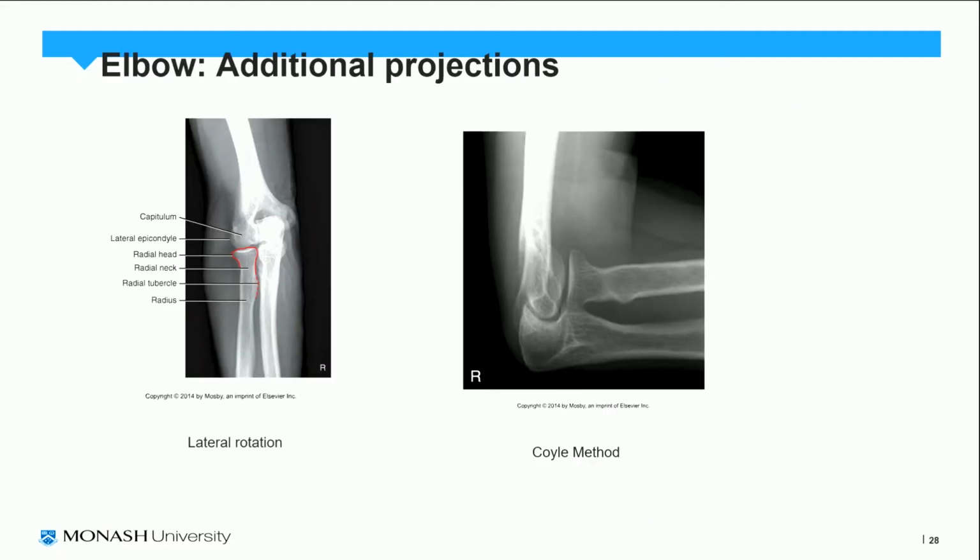Now I've included some additional elbow views, and this is mostly to demonstrate the radial head properly. So one of the views is an AP view with lateral rotation, and then the second view is one where the patient's arm is in a lateral position and the tube is angled to about 45 degrees, and this is called the Coyle method, and it demonstrates the radial head and neck much better.